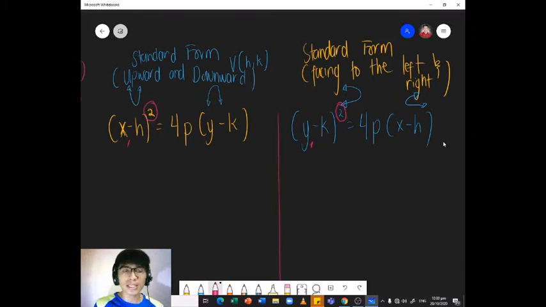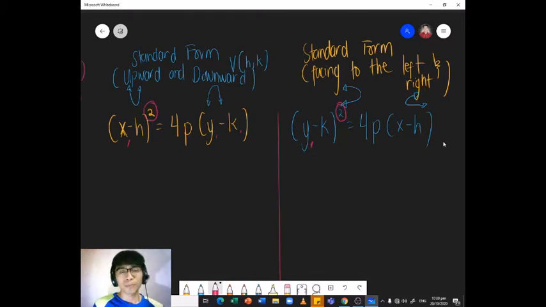Same thing, ladies and gentlemen, your h and k here is no longer the center, but the vertex of your parabola. Same thing with the circle: whoever is beside x is always the h, and whoever is beside y is always the k. So remember that h, k is still the coordinate of x and y.